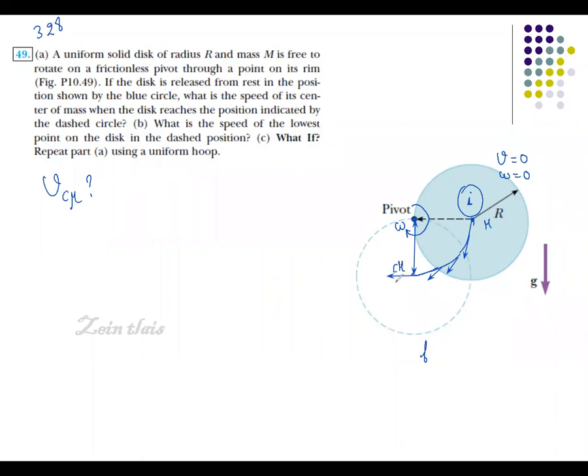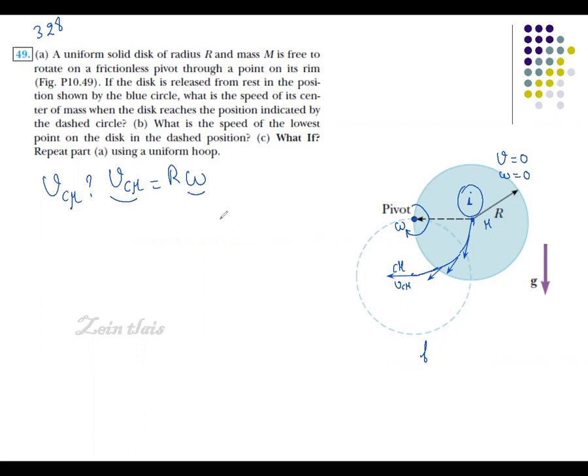I need to calculate VCM at this point. Here we have a circular motion with a radius equal to R, so you can say directly VCM equals R times omega. Here I want to calculate VCM, but I don't have the value of omega.